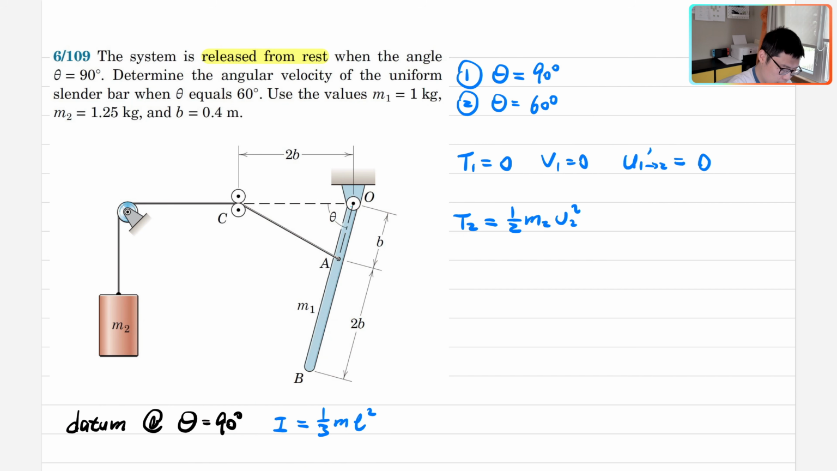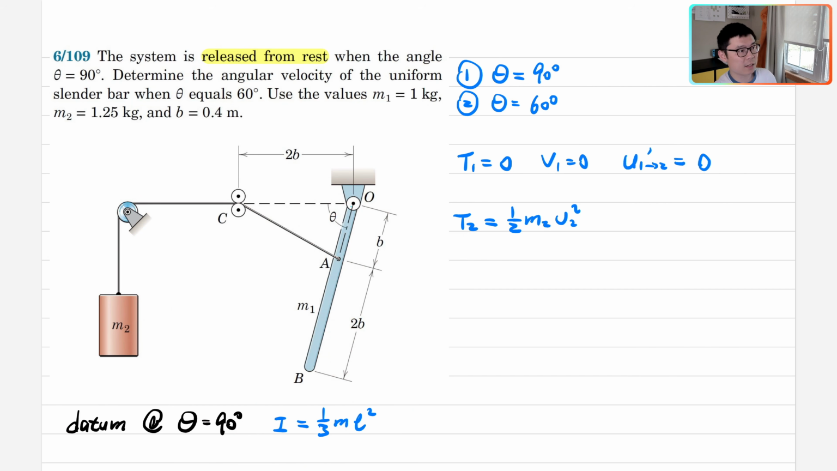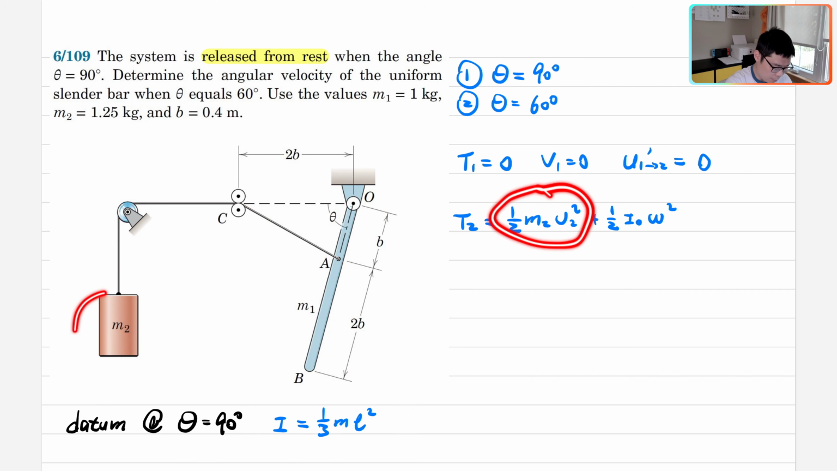And then for M1, on the other hand, M1 is rotating. For rotational, especially fixed rotational axis motion, our kinetic energy is 1/2 mass moment of inertia omega squared. See how similar these are. 1/2 mv squared, 1/2 I omega squared. This is translation for M2. This is rotation for M1. That's our kinetic part, not the potential part.